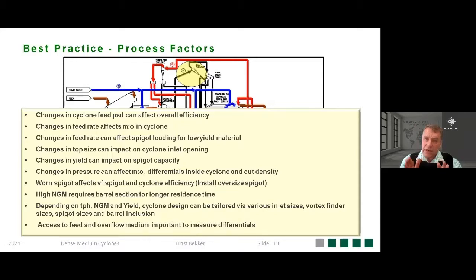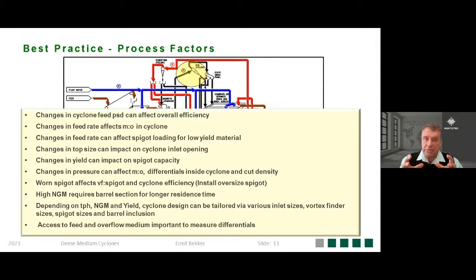The media classifies differently, and as that media classifies differently, the differentials, the difference between overflow and underflow density, change. And as soon as those two values start to drift or change, your cut density has changed as well. So it's not only the media set point that controls the cut density, but one of the factors is the operating head. Worn spigots: that spigot to vortex finder ratio that was shown in the cyclone presentation.